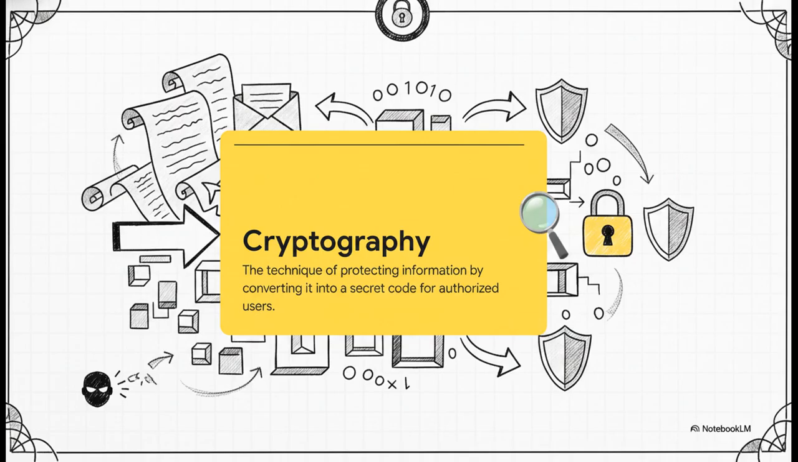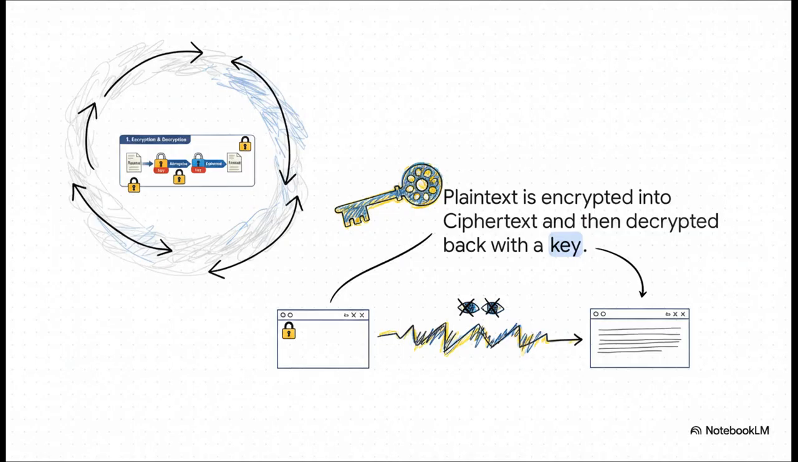It's all about taking a normal message that anyone can read and scrambling it into a secret code that's complete gibberish to anyone who isn't supposed to see it. This is the magic that keeps our online banking and private messages, well, private. And the process is actually pretty simple. You start with your normal message, which we call plain text. You use a special key to encrypt it, and that turns it into unreadable junk called ciphertext.